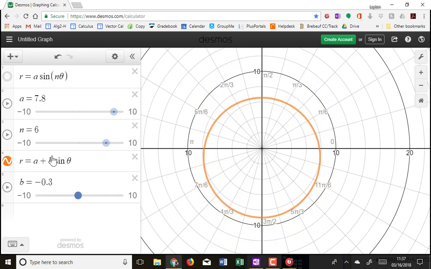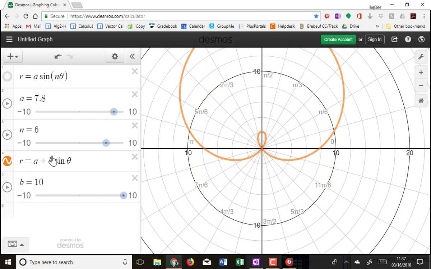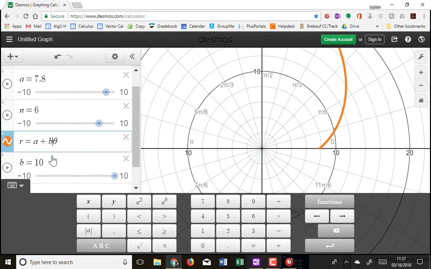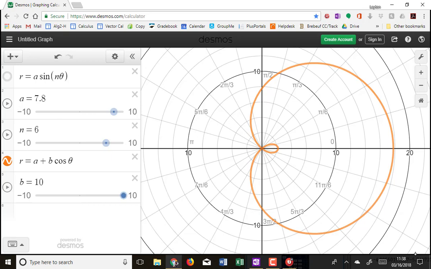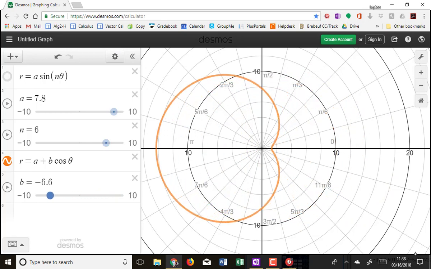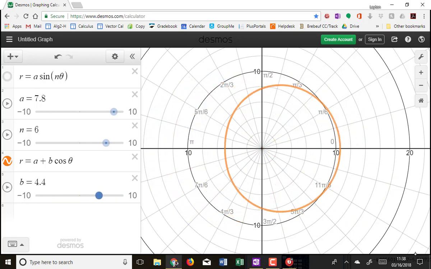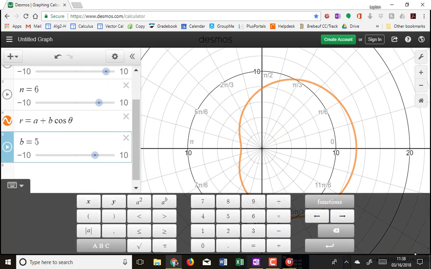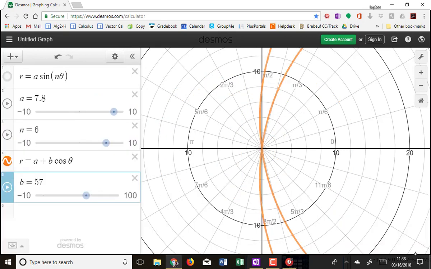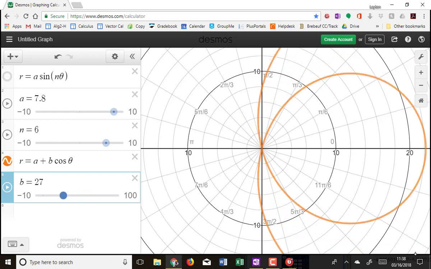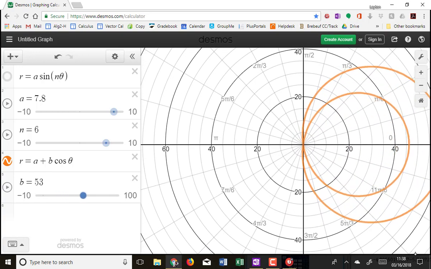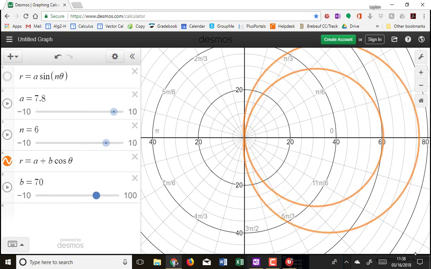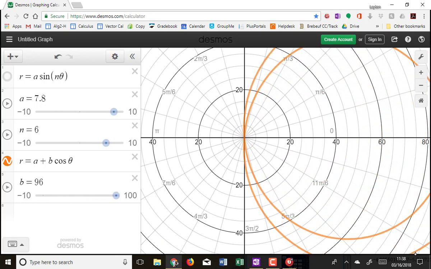As you add and subtract numbers to that B value, okay, we're going to go cosine. So negative subtracts, and you just get these little loopy things that happen. If I make B really large, zoom out. Now it's the same size. Okay, so that's the Limassol.